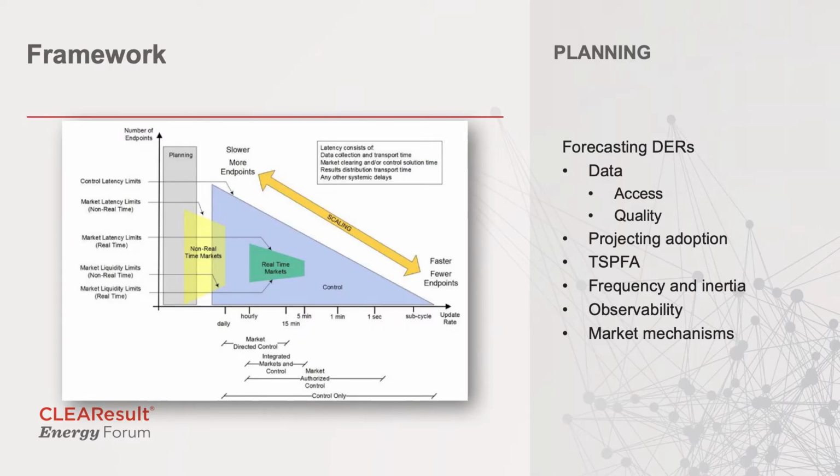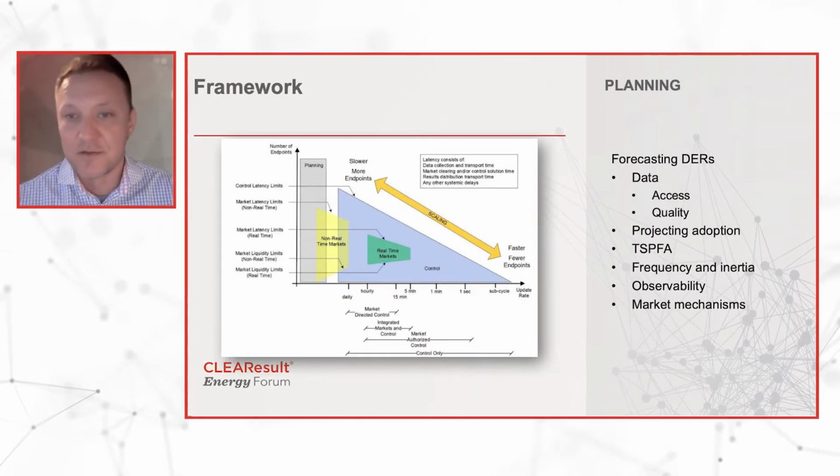How well can you forecast distributed resources on the grid? Can you access the data? How good is it? How can you forecast adoption rates of different DERs and the different configurations that you might see through time? Under each one of those adoption curves, what does the time series power flow analysis look like? What are the telemetry requirements? What control and communication strategies do you need to observe and direct resources? What kind of market mechanisms are in place or might be needed to facilitate the appropriate deployment here? And what kind of revenue streams might be considered in running the cost benefit of these different configurations?